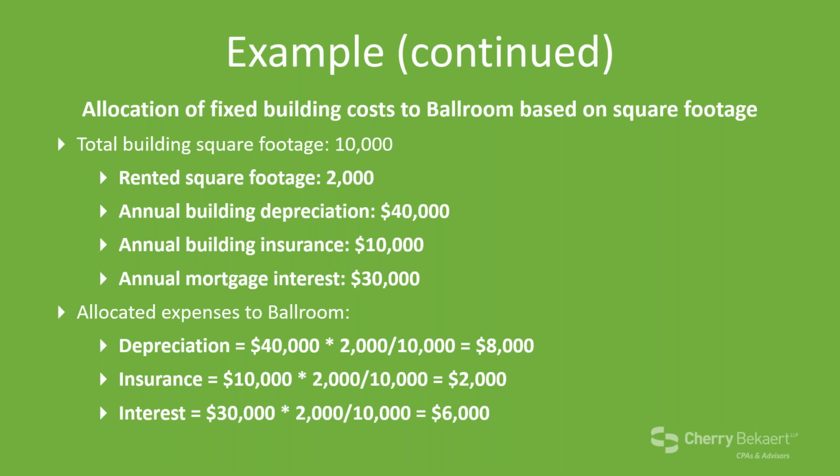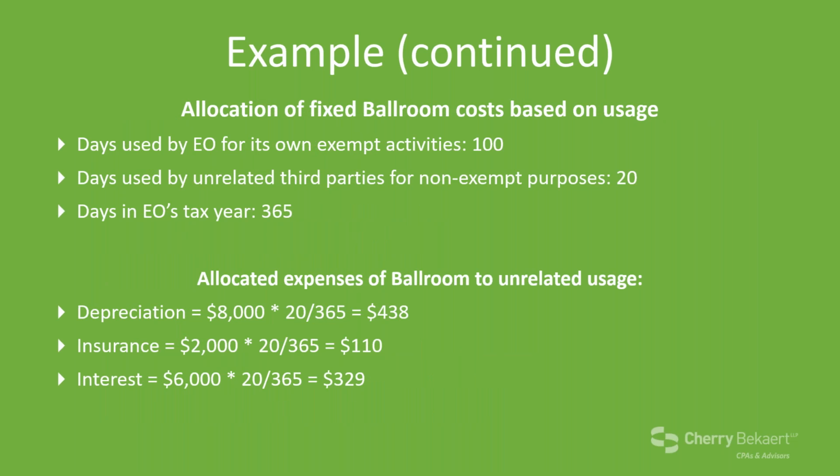And then next, we've got to determine how much of the total ballroom costs we are going to allocate to the unrelated usage. And so this is going to be based on actual days used by the unrelated third parties for non-exempt purposes. Now, the reason I use 365 days in the tax year versus 120, which is the total days that the ballroom is used, has to do with the IRS's current stance on a case that was actually decided against what they had intended, which is Rensselaer.